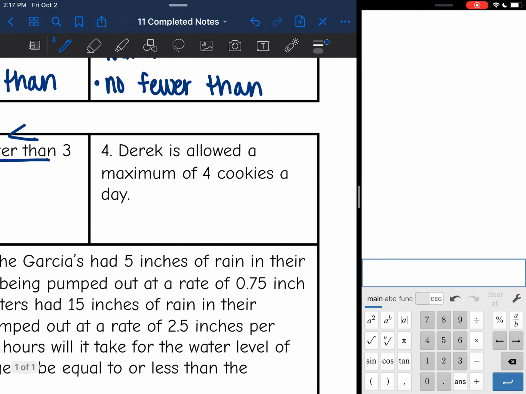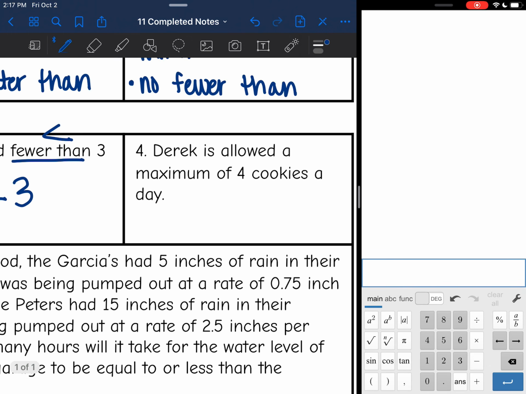Okay, and then Derek is allowed a maximum of 4 cookies a day. So maximum, that means that it's not going to be any more than that, so it's going to be less than it, but it could equal it. So it's less than or equal to. So x is less than or equal to 4 could represent it.